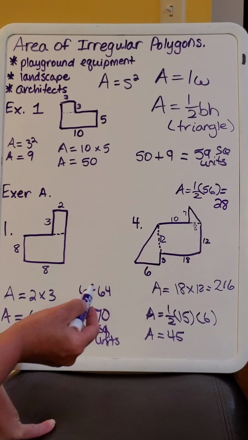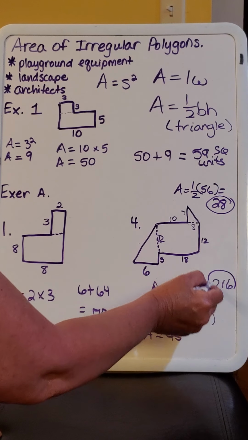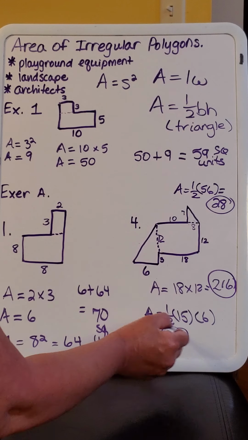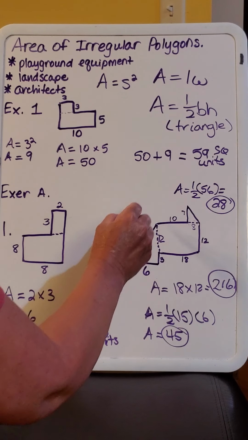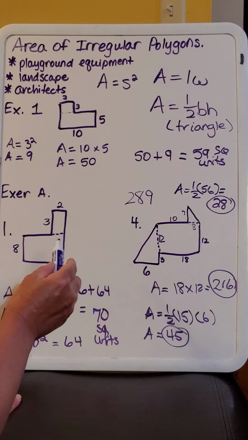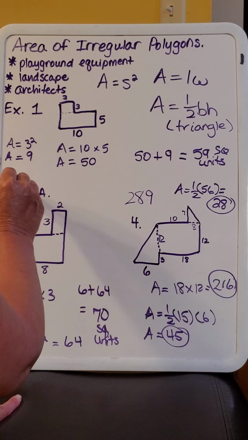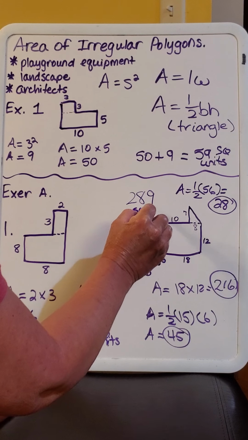Now I have to go back and add this, this, and this. So I have to add all 3 of those areas together. And we come up to 289. So kind of run out of room on this one. So 289 square units.